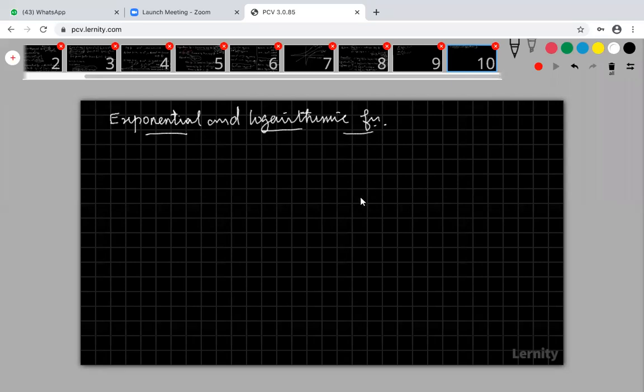Okay, so we have discussed the logarithmic and the exponential graph in our previous class. But some students asked about the exponential and logarithmic function definition, graph and everything. So first of all, you have to take a polynomial function. I am taking my polynomial function as x power n. fn of x means x power n. This is the polynomial function.